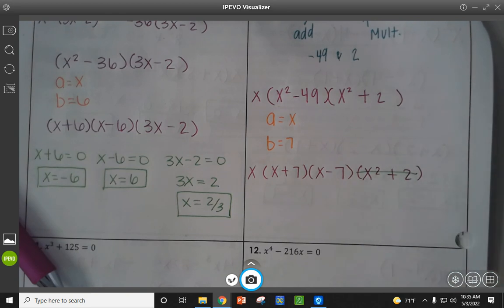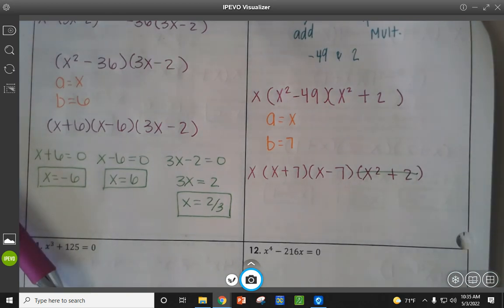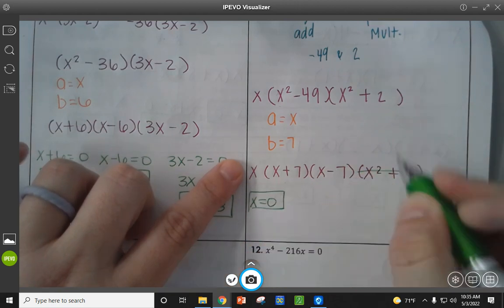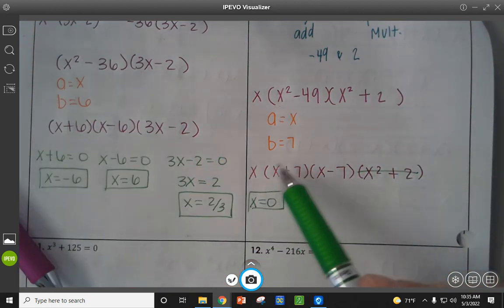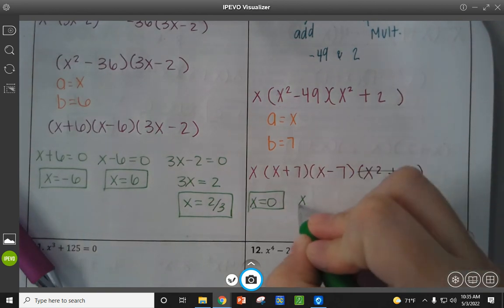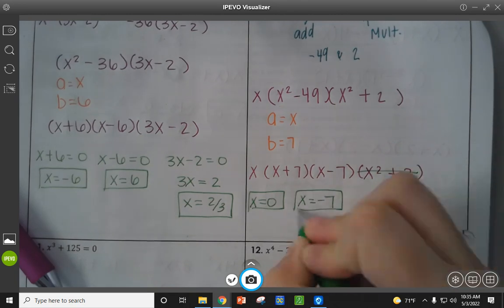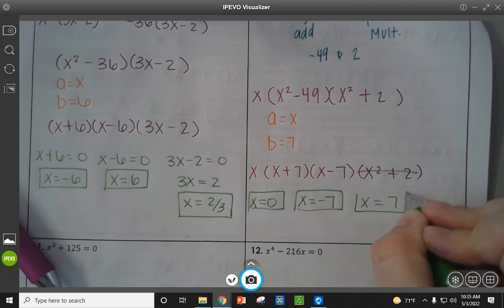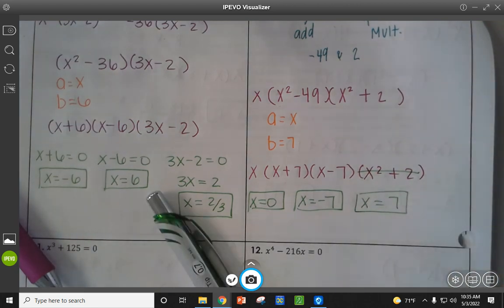And don't worry about doing that one. It's going to give you an imaginary number. You're not going to have any imaginary on your test. So we have x equals 0. What am I going to get when I set this one equal to 0? -7. And then for this one, I would get +7. Are there any questions?